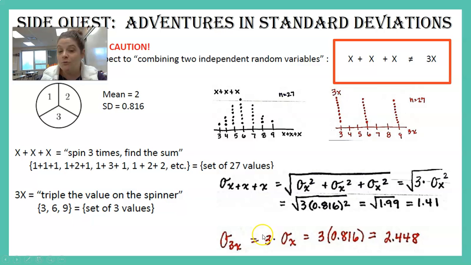If I go to do 3x, remember standard deviations are affected, so I'm going to do 3 times 0.816, and notice I get 2.418. So these are not quite the same. I don't get the same standard deviation. I do see that the red one does have a lot more variation in it than the black one does.